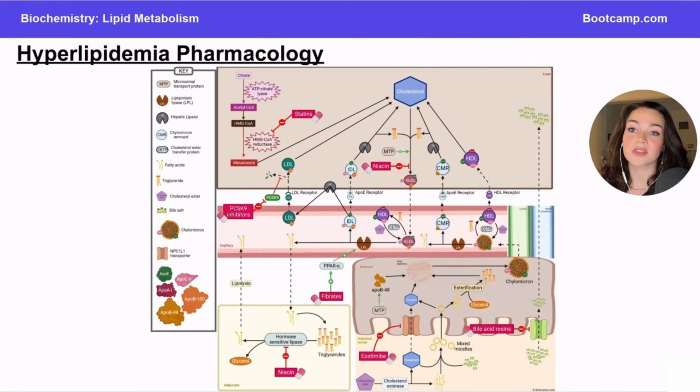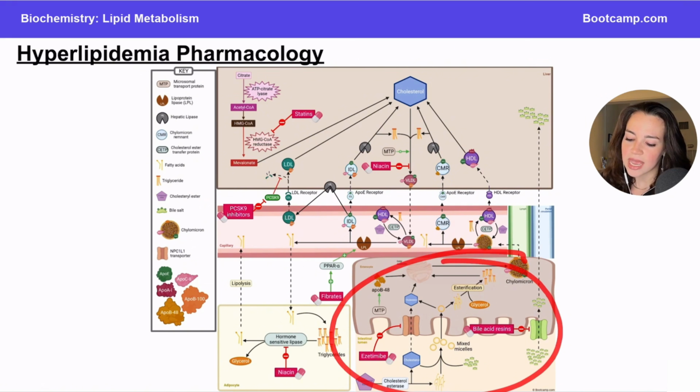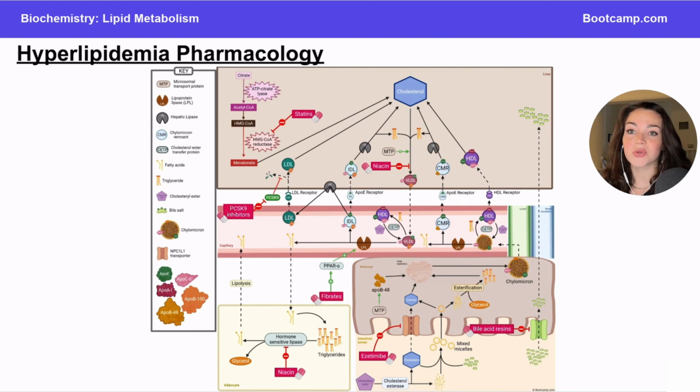So we've done a lot of work this chapter familiarizing ourselves with the pathways of cholesterol and triglyceride as they get absorbed and digested, brought into the liver, and then delivered out to peripheral tissues. Now that we're familiar with all of that, we can start talking about the very high yield drugs that you will see pretty much every day in your clinical practice. And those are the drugs to treat hyperlipidemia.